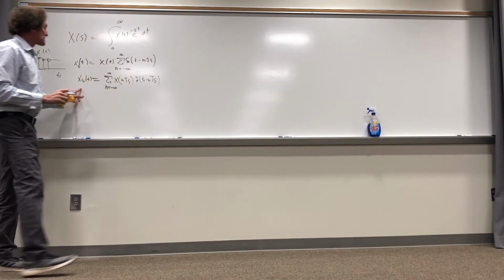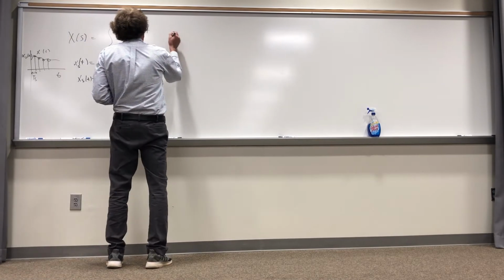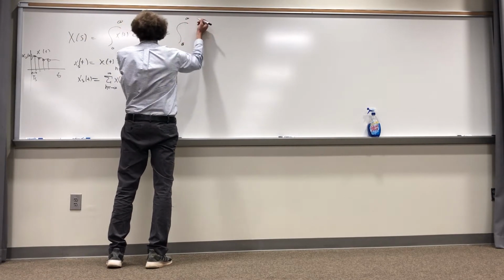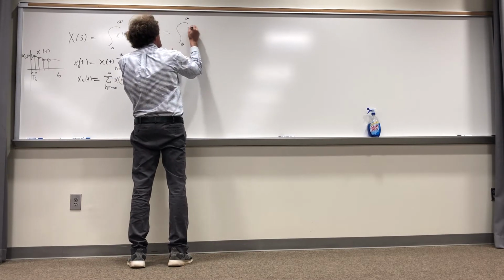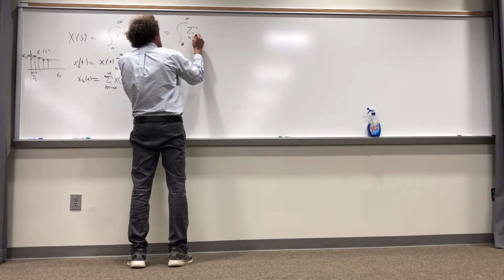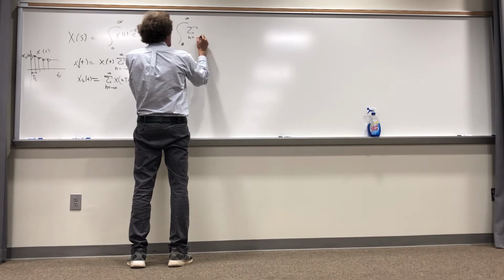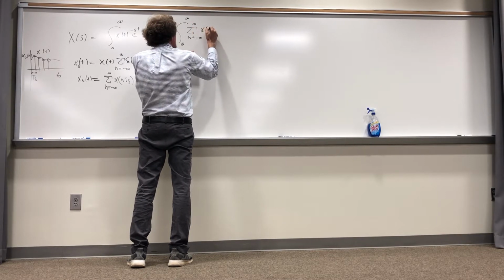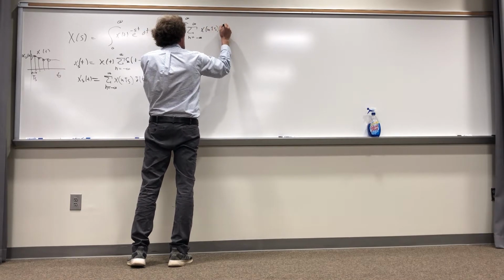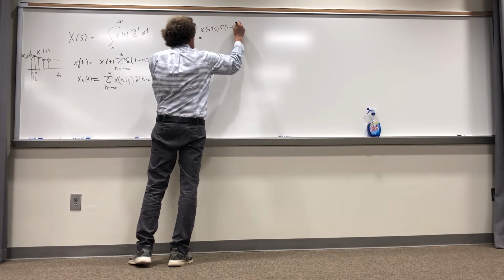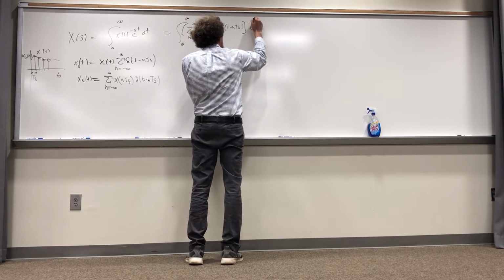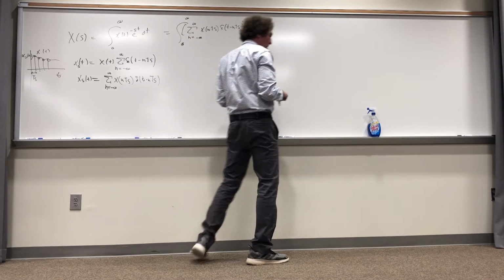Now, when I take this and put it in here, then I end up with the integral from 0 to infinity of the summation of n equals minus infinity to infinity of x of nTs times delta of t minus nTs times e to the minus st dt.